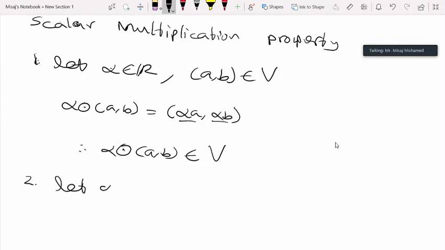Let alpha be in R and (A1, B1), (A2, B2) be in V. Okay. Is that clear? Then what should you check? What do you need to check here, in the next property?